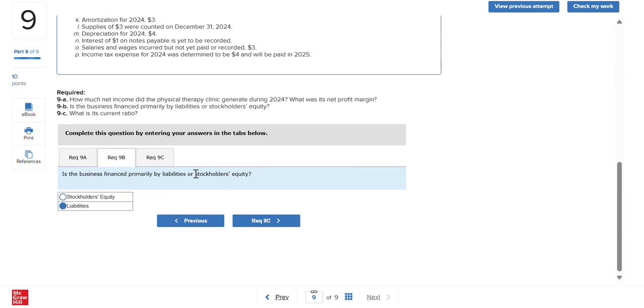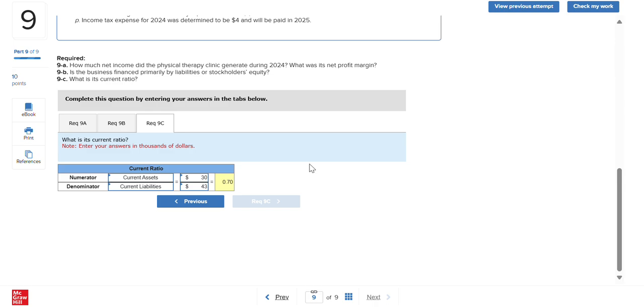Next, I have this question asking if the business was financed primarily by liabilities or stockholders' equity. And I said it's financed primarily by liabilities based on the balance sheet. And this means that the company depends more on borrowed funds than on things they actually own, which means they have debt they gotta pay off.